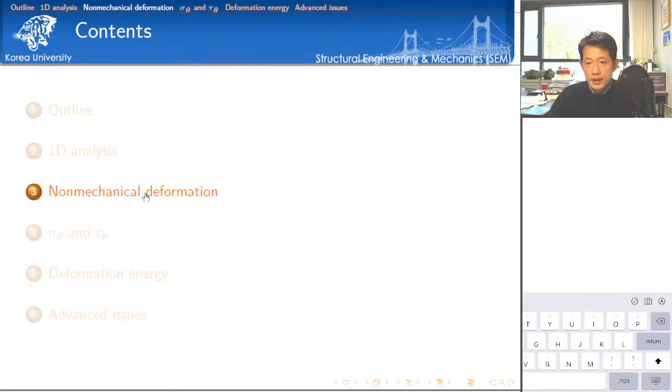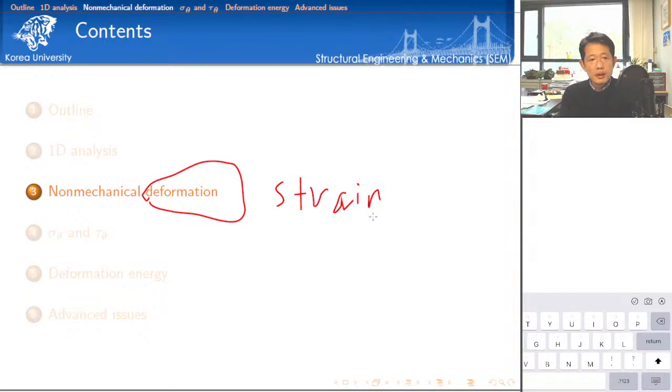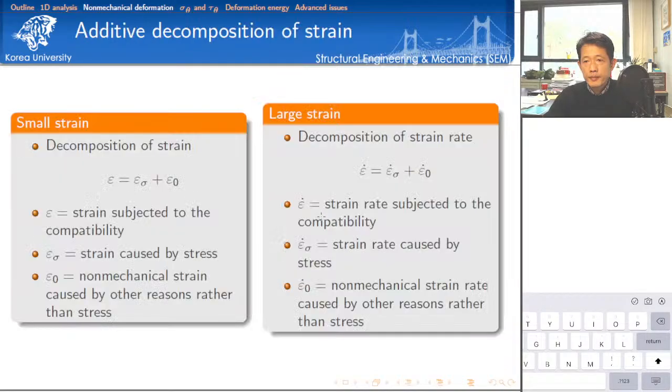Okay, today's subject is non-mechanical deformation. That's today's subject. Specifically, I'd like to talk about non-mechanical strain. Okay, non-mechanical strain. That's why the title of my current streaming service is non-mechanical strain. Alright, so let's talk about Hooke's law.